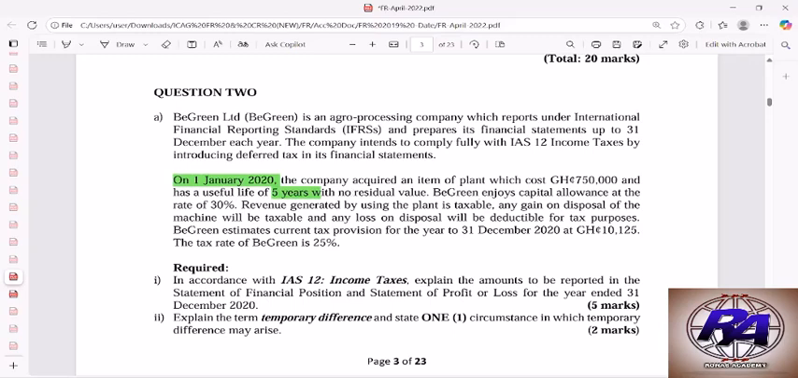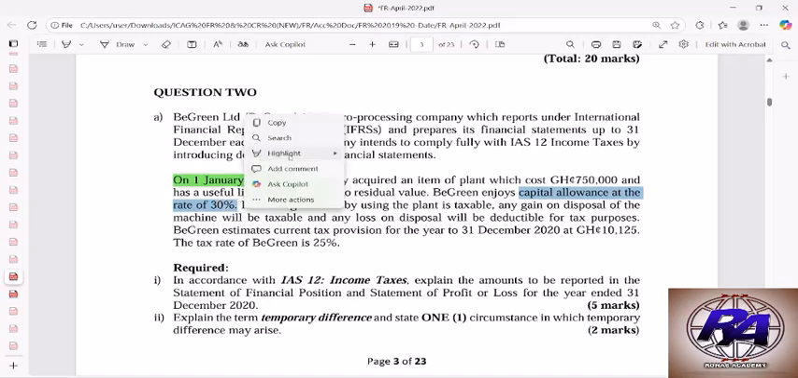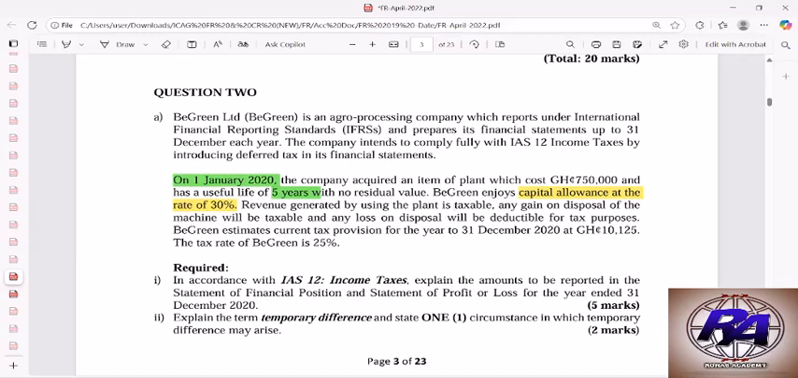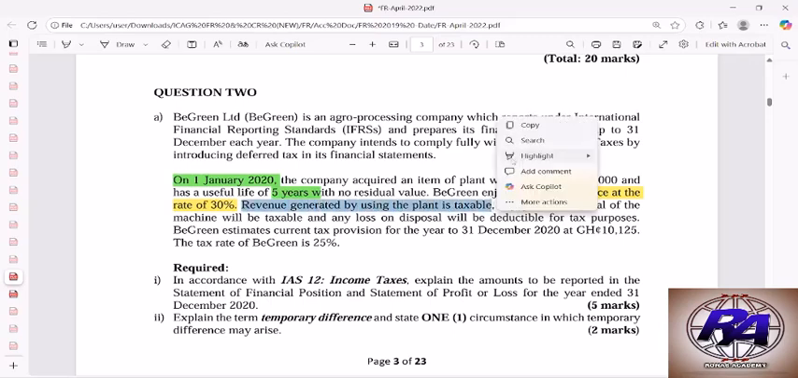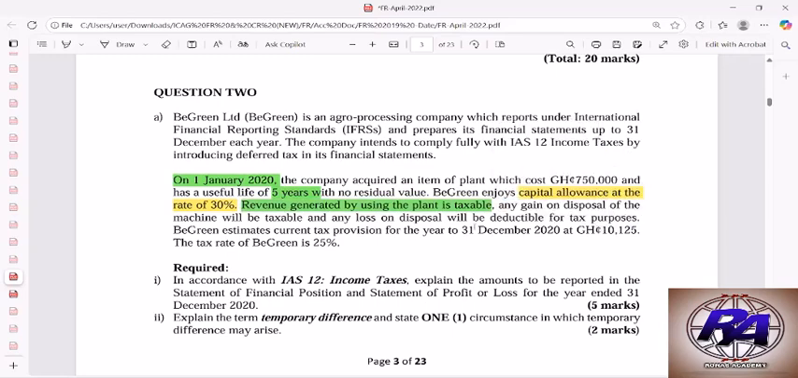Big Green enjoys capital allowance. You see, they enjoy capital allowance at a rate of 30%. So they are also enjoying capital allowance at a rate of 30% over a year. Revenue generated by using the plant is taxable. Always, this statement is there. When I was giving the presentation, I think I said it. It's some of these that give rise to the deferred tax principle, because we are enjoying the benefit of the asset and the benefit will be taxed.